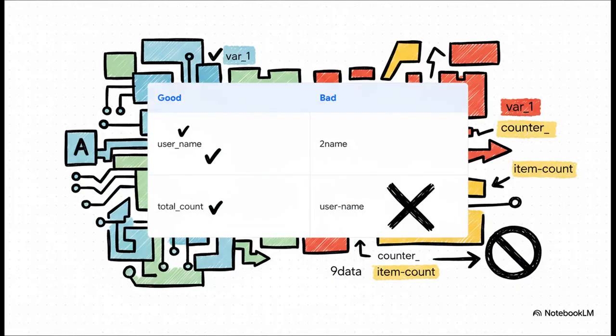Of course, these boxes need names, and there are a few rules. As you can see on the good side, names like username work perfectly. But over on the bad side, you can see you can't start a name with a number, like in toName, or use special characters like a hyphen. Getting this right from the start will save you from a ton of simple, frustrating errors.